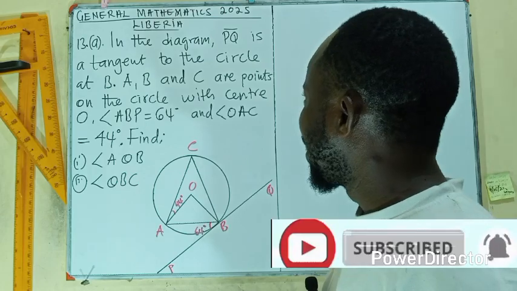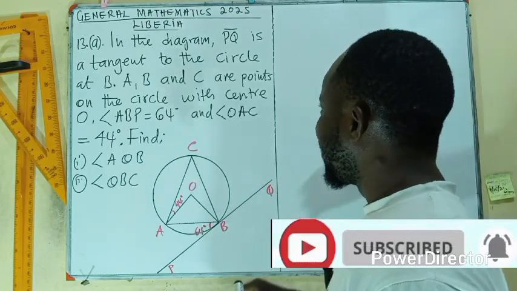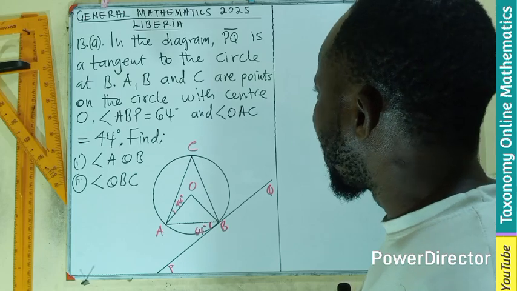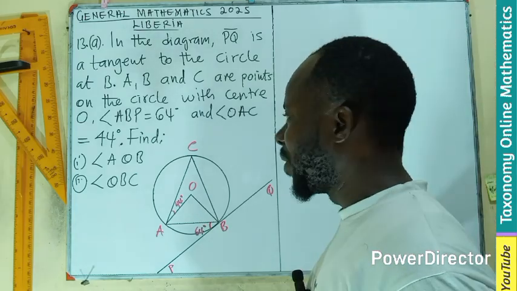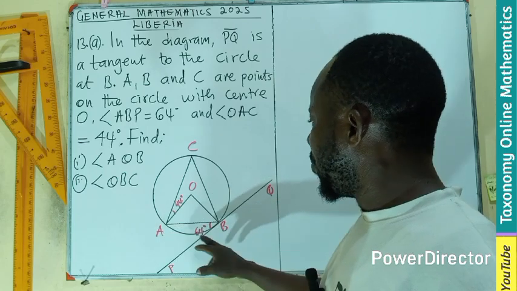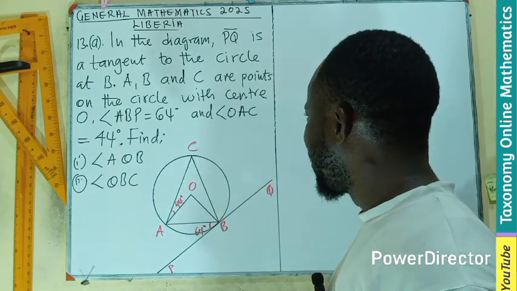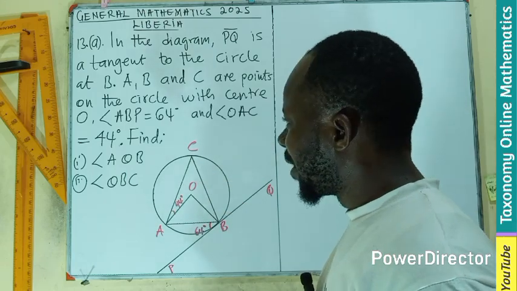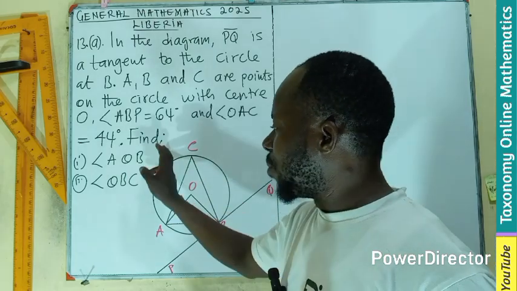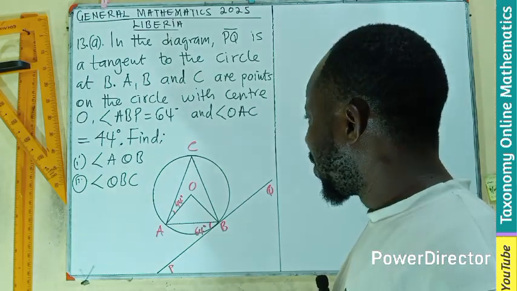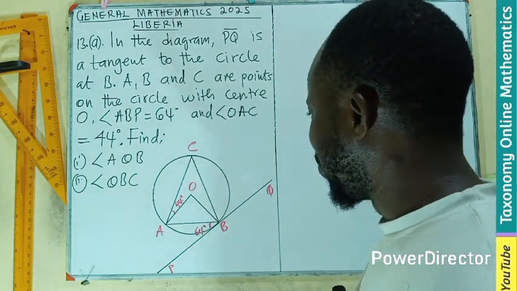In the diagram, PQ is a tangent to the circle at B, where A, B, C are all points on the circle with the center being O. We know angle ABP is 64 degrees and angle OAC is 44 degrees. We are finding AOB and OBC. Let's see how well we can go into that.